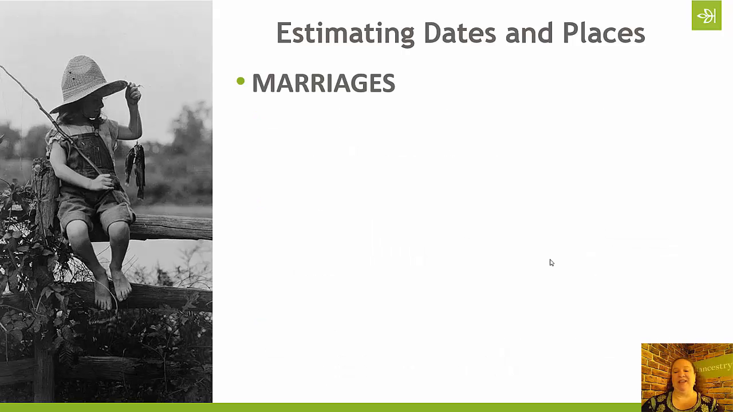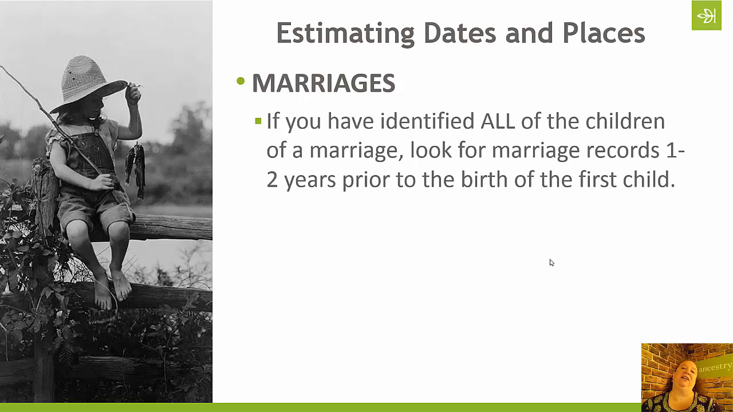Let's talk about marriages. So marriages are easier to estimate if you have identified all of the children in a particular family. Now, typically what that means is that you're going to look for a marriage record within 1 to 2 years prior to the birth of the first child. Again, not a hard and fast rule. We're talking about estimating to help us progress our research.